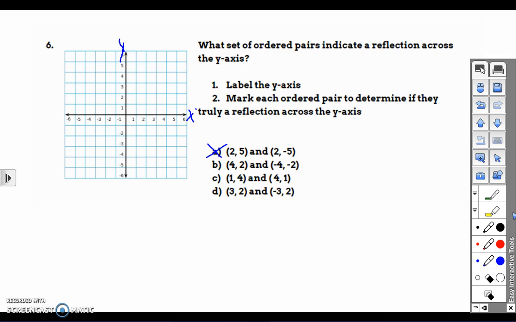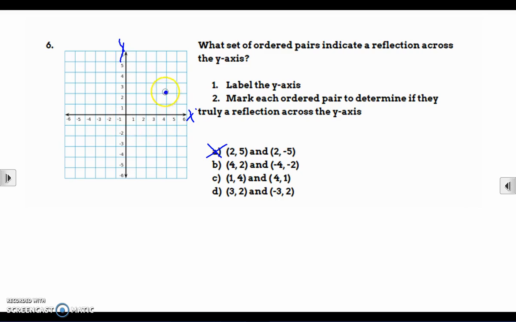All right, so now she'd like us to plot 4, 2. That again will be in the first quadrant. I start at the origin, I move 4 to the right and 2 up, and plot that point, 4, 2. We know if it's going to be reflected across the y-axis, she's going to flip that point over the y-axis, and you're going to end up here in the second quadrant. So let's hope we do.